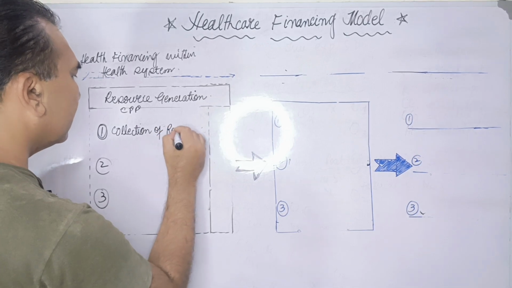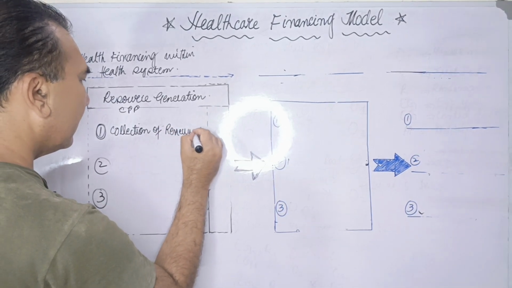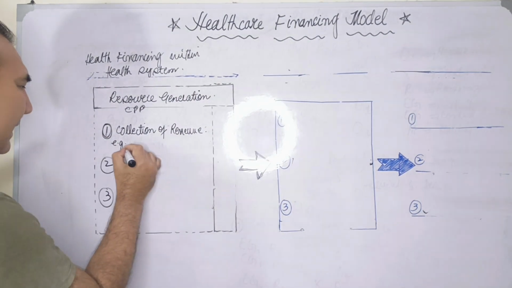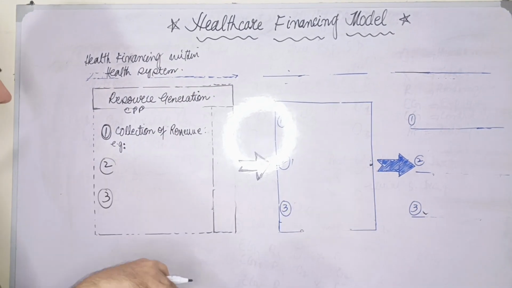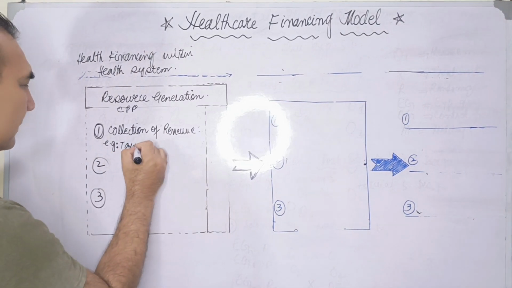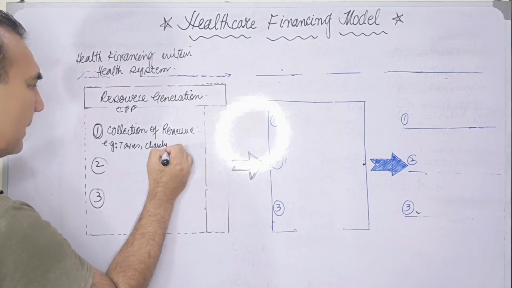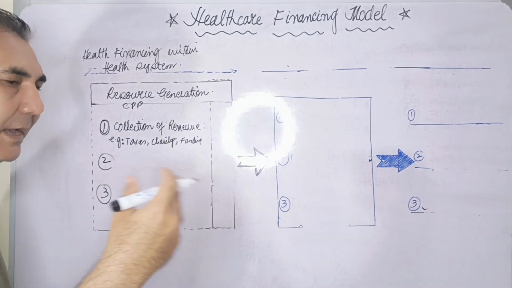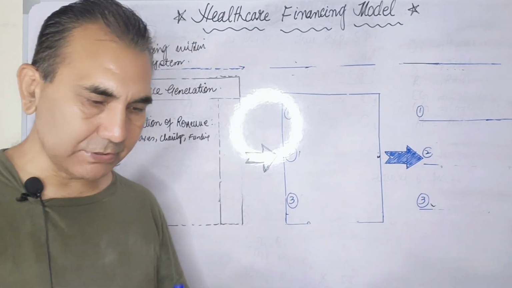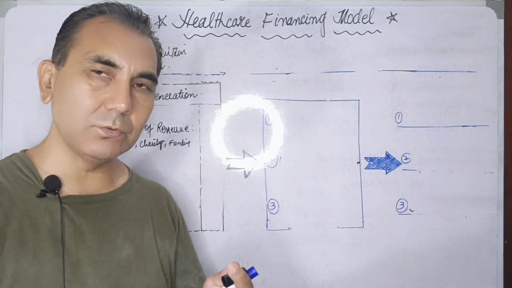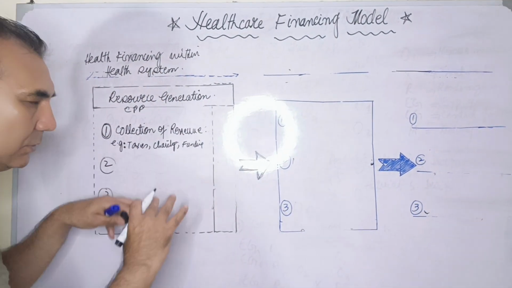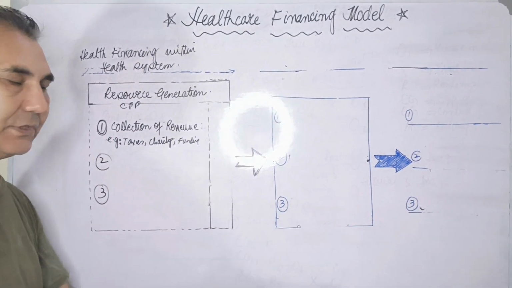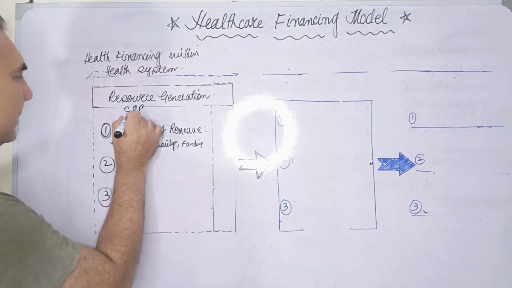The first one is the collection of revenue. How will you collect the revenue for your healthcare financing? Definitely by taxes, by charity, or by funding, and so on. These are the three examples which I shared with you all.